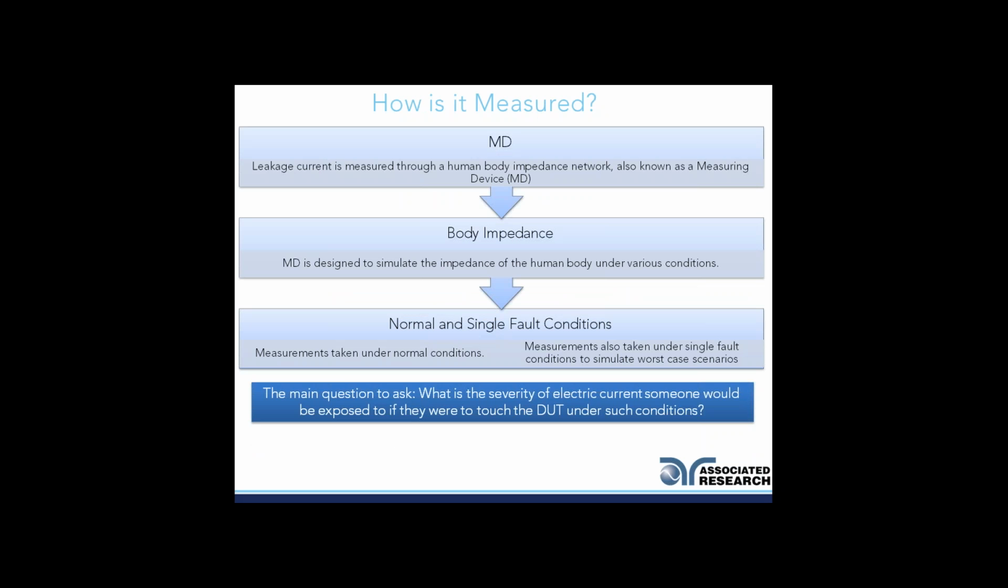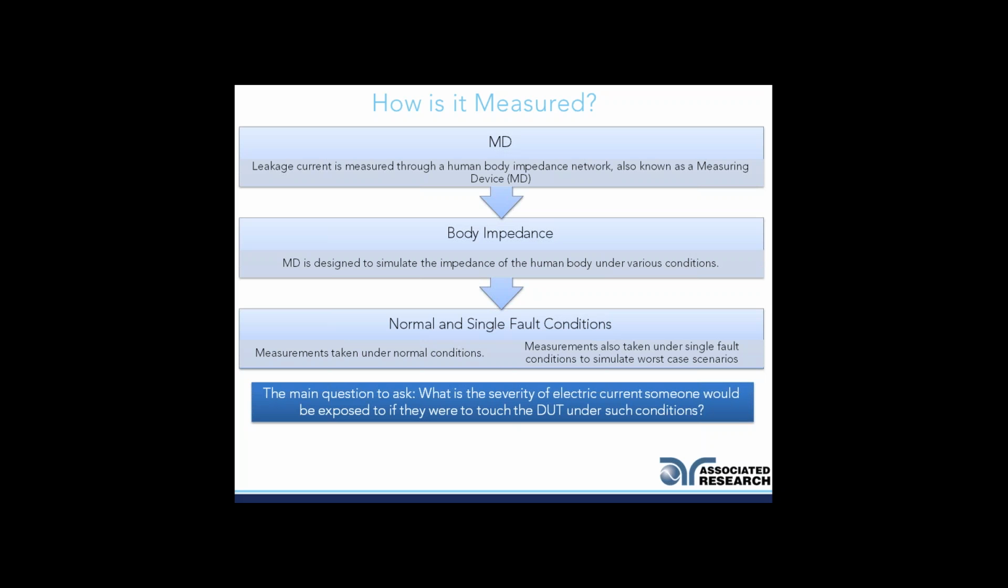So how is this current measured? The current is measured using what we call a measuring device. The measuring device is a network of resistors and capacitors, and it's trying to emulate human body impedance. So this is what the current would see when it comes in contact. When a person comes in contact with an electrical circuit, how is that represented from the view of the electrical circuit? That's what a measuring device is. It's basically simulating the human body impedance.